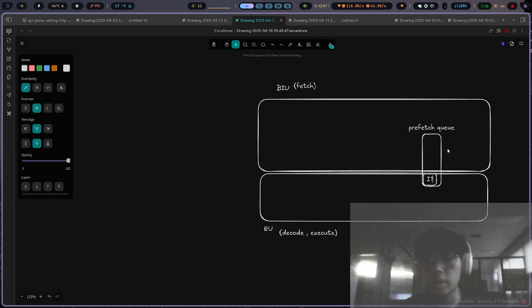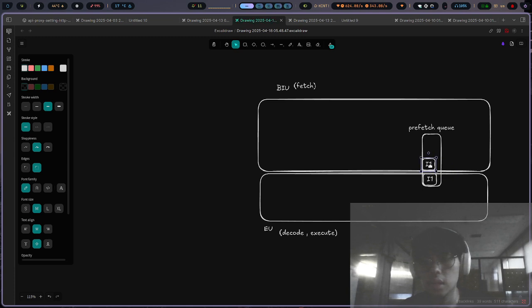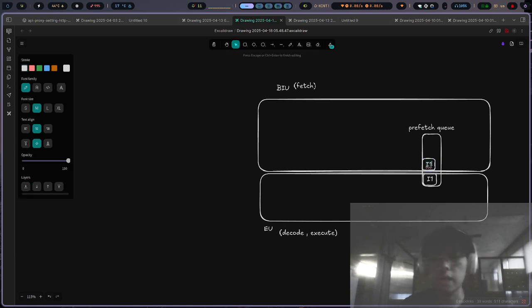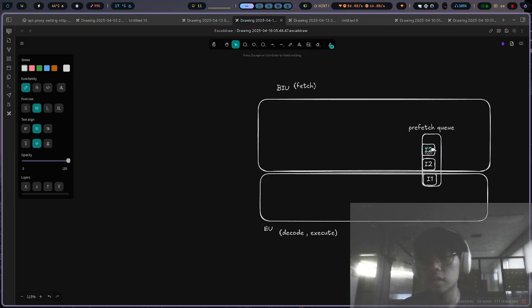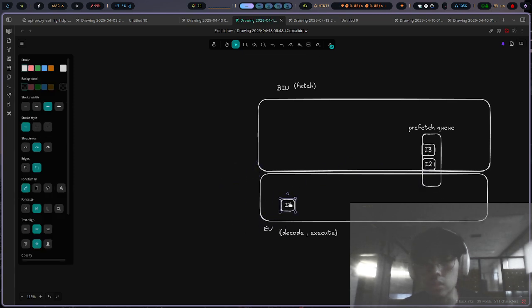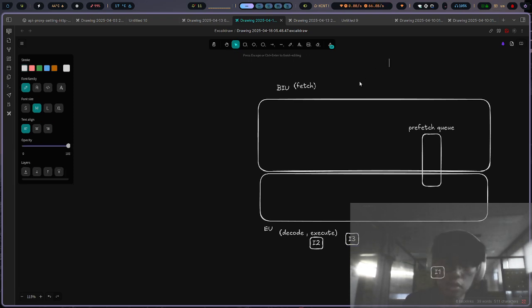Say I1, I2, I3, because the queue is FIFO. When I1 is there, it goes to the EU, goes through the decode process and the execute process, and after it's done, it goes here. That's how we simplify the process in the x86 architecture. So this is it.